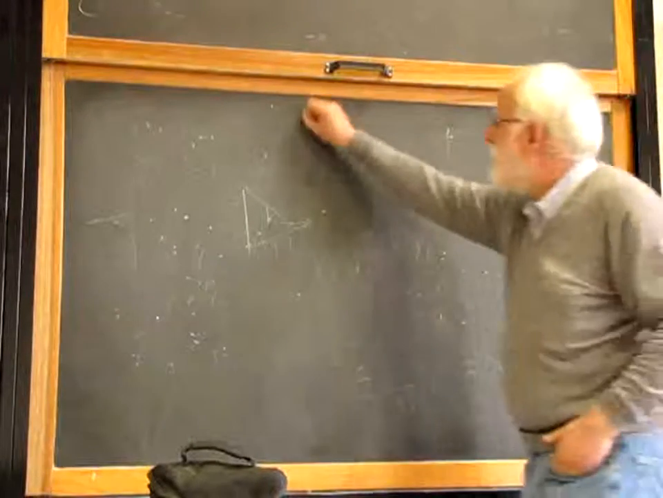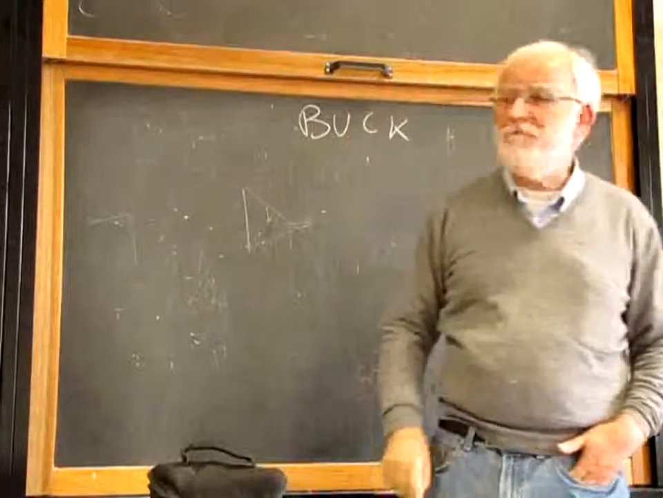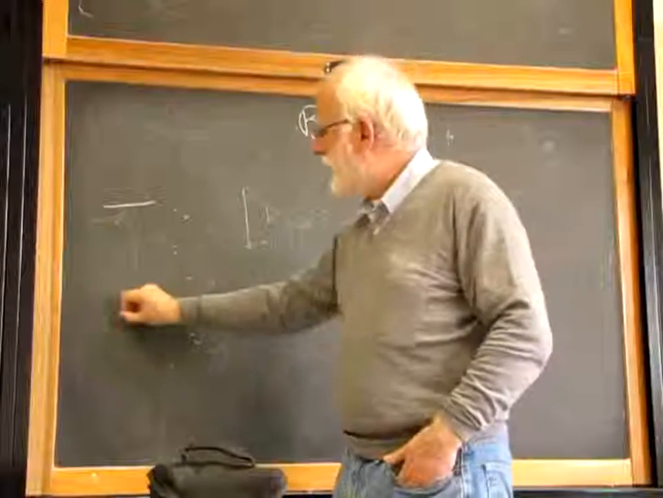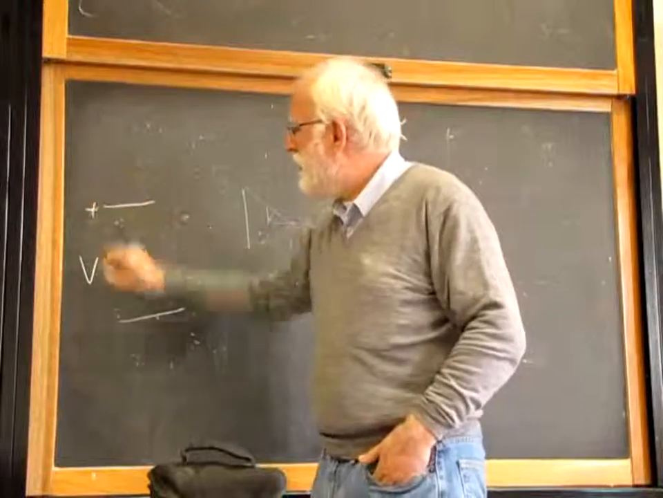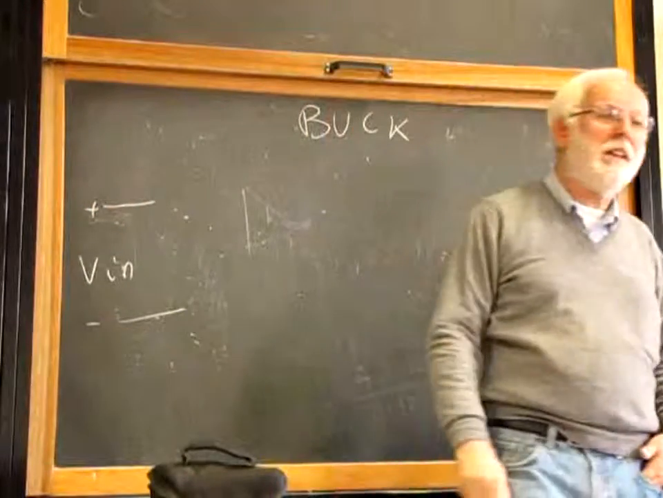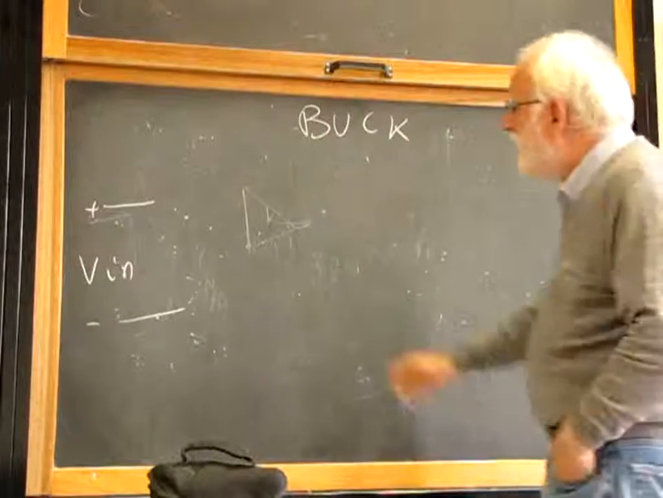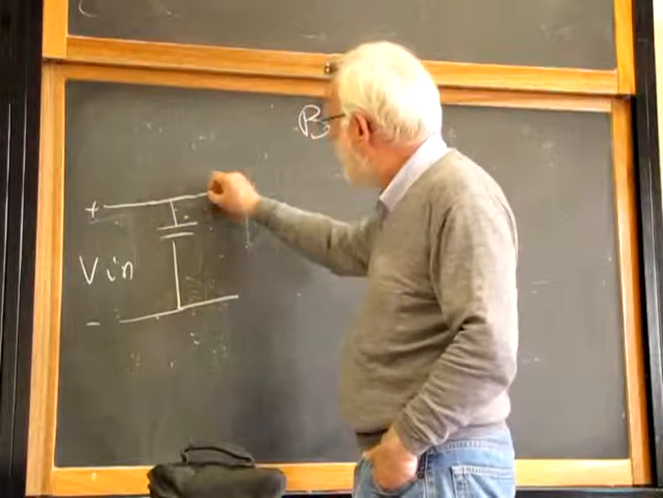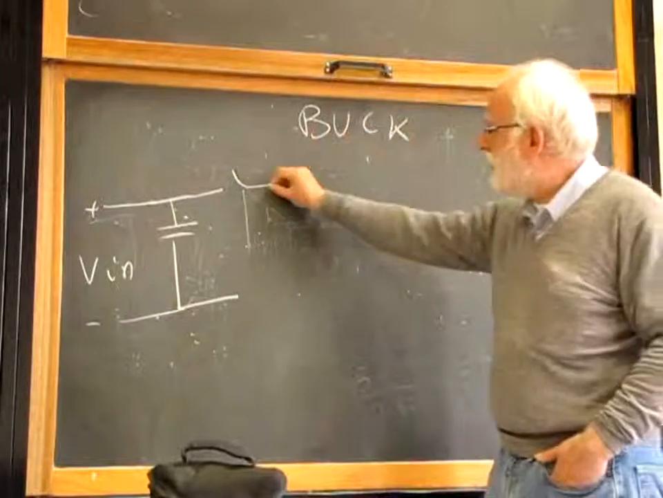Okay, buck converter. Step down. Chop. The schematic of a buck converter is something like this. We have an input voltage. In many cases I forget to put the signs of the input polarity. I will take the positive polarity on top. And the buck converter is something like this, at least in its standard form.